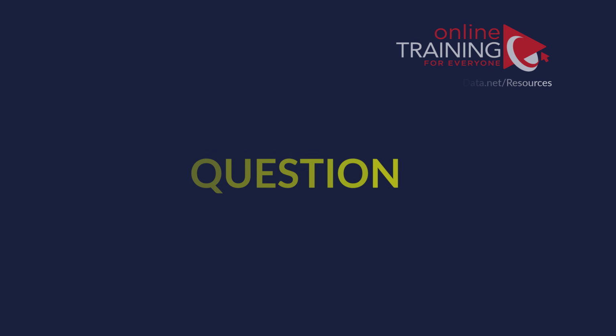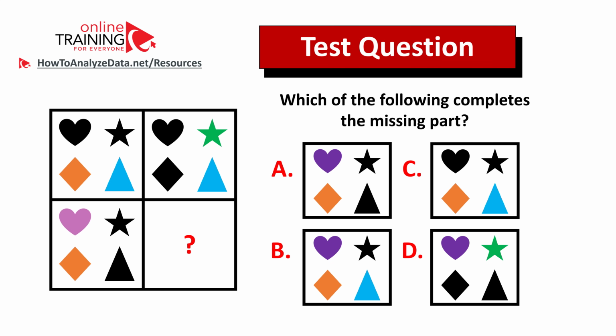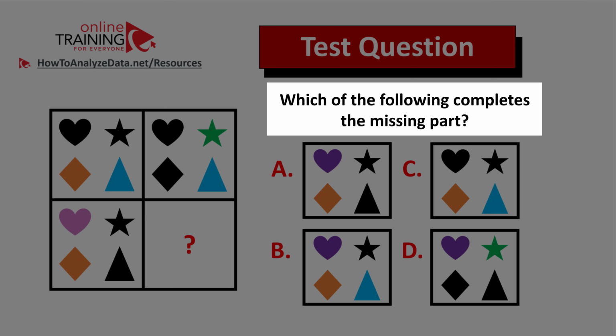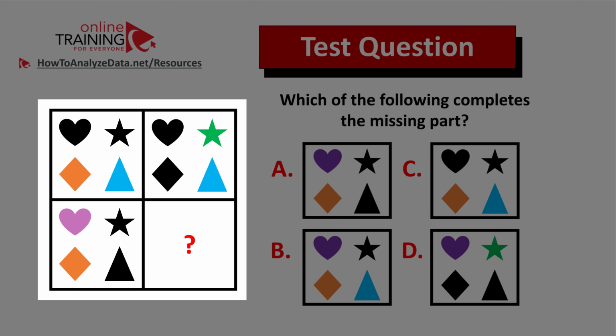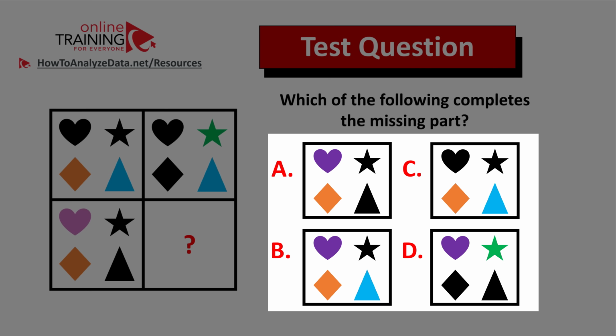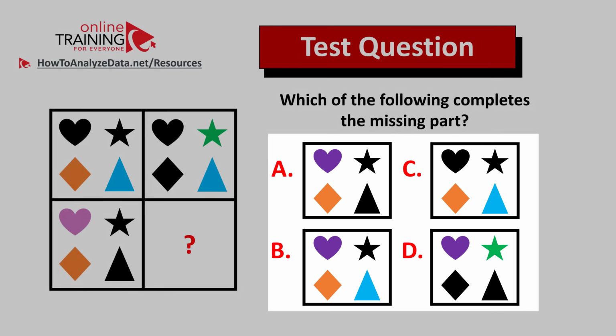Let me share with you a tricky question which tests your reasoning, analytical, as well as visualization skills. Which of the following completes the missing part? You're presented with a 2 by 2 box. One of the squares in the big box is missing. And you have 4 different choices to choose from: A, B, C, and D. Take a closer look and see if you recognize the pattern.